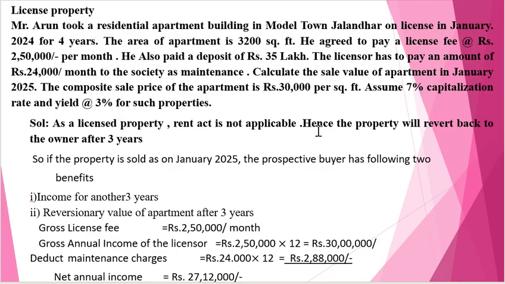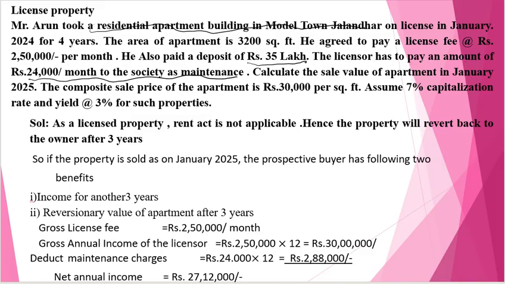A licensed property. Mr. Arun took a residential apartment building in Model Town, Jalandhar on a license in January 2024 for 4 years. The area of the apartment is 3200 square feet. He agreed to pay a license fee at the rate of 2,50,000 per month. He also paid a deposit of rupees 35 lakh. The licensor has to pay an amount of rupees 24,000 per month to the society as maintenance.